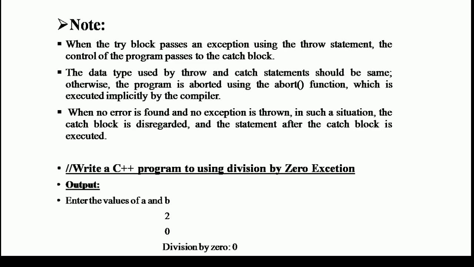Write a C++ program by using the division by 0 exception. On that one, what are the values? You can give the two values: A is equal to 2, B is equal to 0. And what happens? Division by 0, what is occurring? You can go to the simple program.